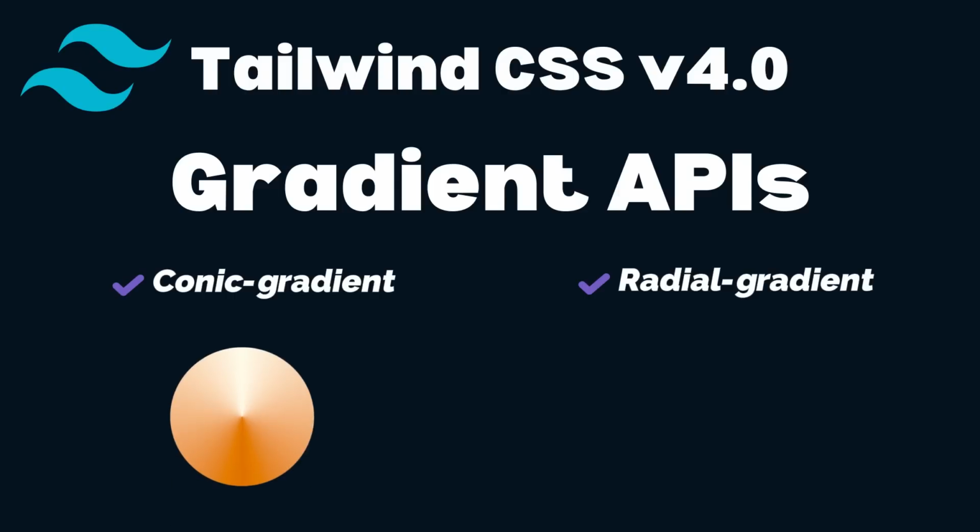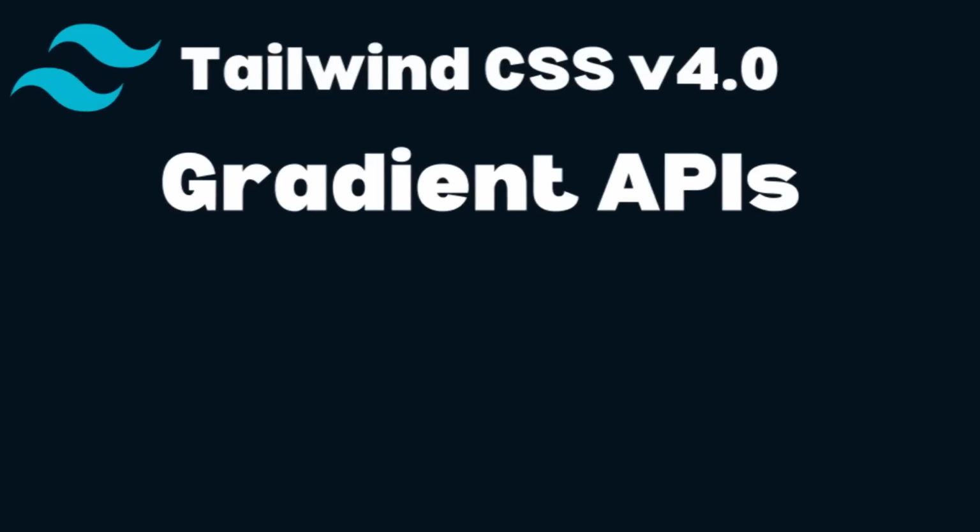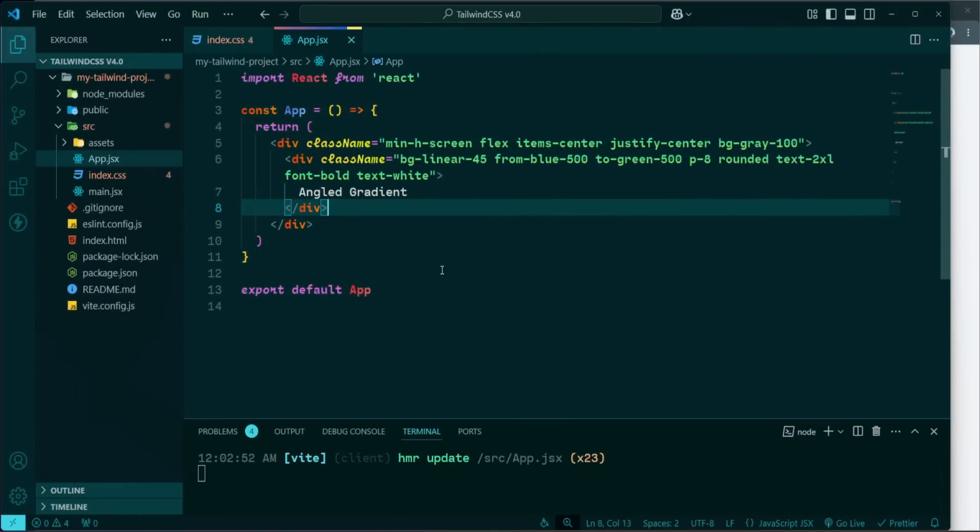A conic gradient rotates colors around a central point rather than transitioning from one side to another. This makes it perfect for circular and radial effects such as pie charts, spinning backgrounds, or decorative UI elements. On the other hand, radial gradients expand outward from a focal point, producing an effect similar to a glowing spotlight. Let's see in action how conic and radial gradients work in Tailwind.